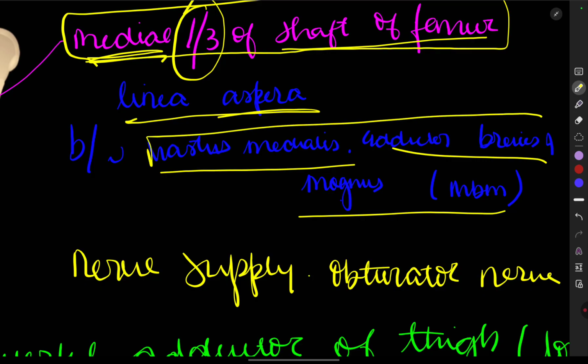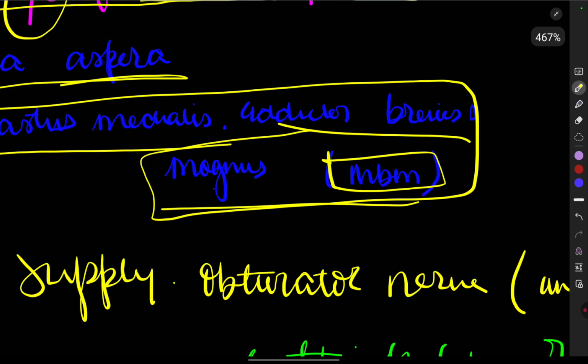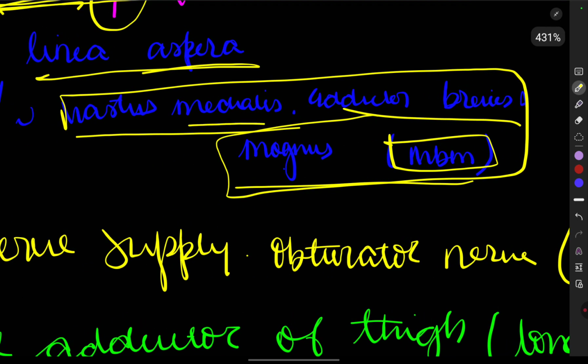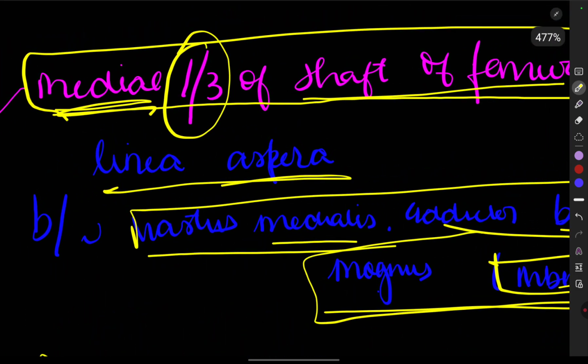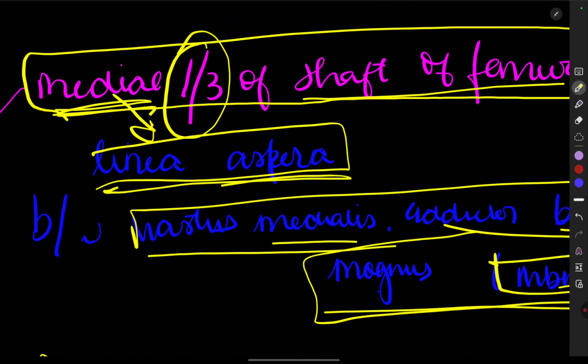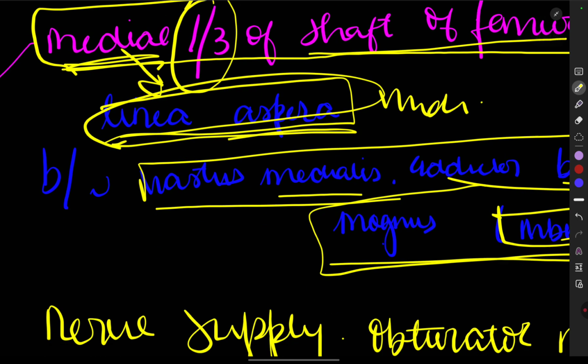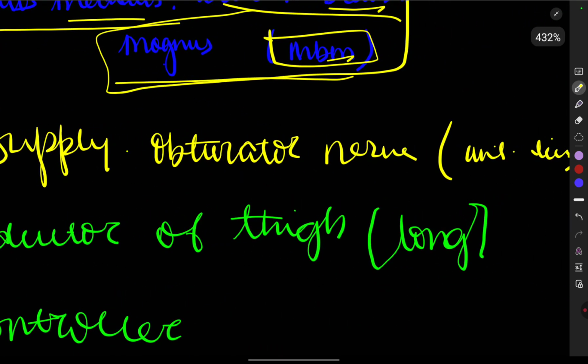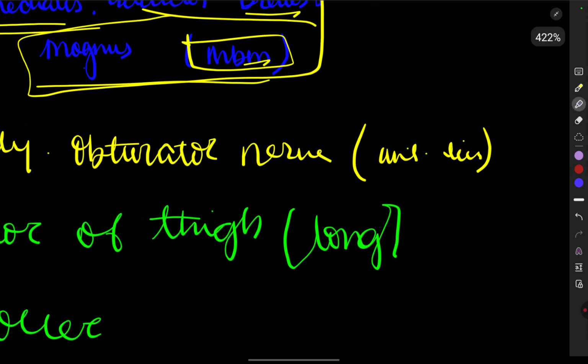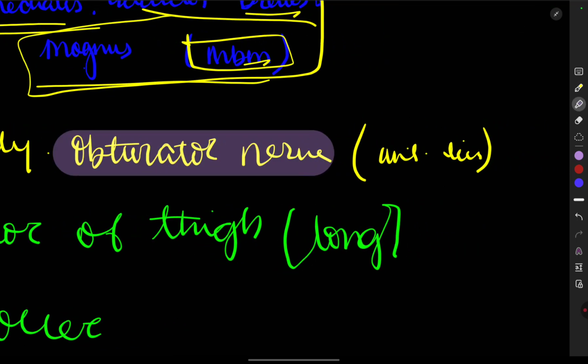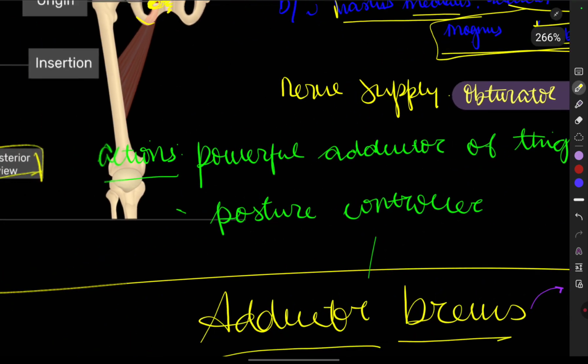It is not very important to remember these muscles, but if you want to remember, just remember MBM: the medialis muscle, the brevis muscle and the magnus muscle. So it is getting inserted into the medial 1/3 of the shaft of the femur in the linea aspera, that is the medial lip of the linea aspera. The nerve supply of all the muscles of the adductor compartment is by the obturator nerve, either the anterior division or the posterior division.